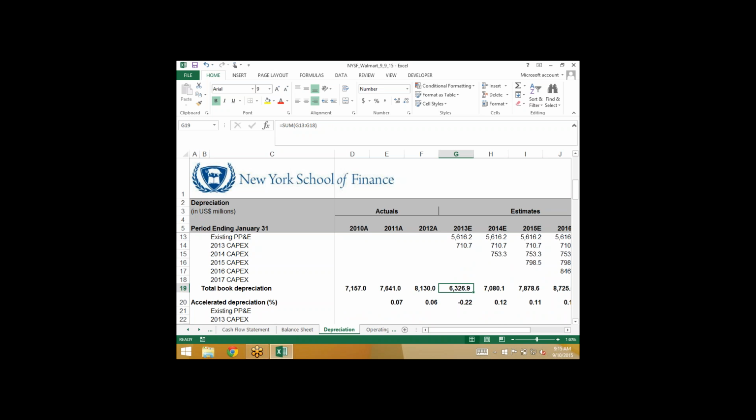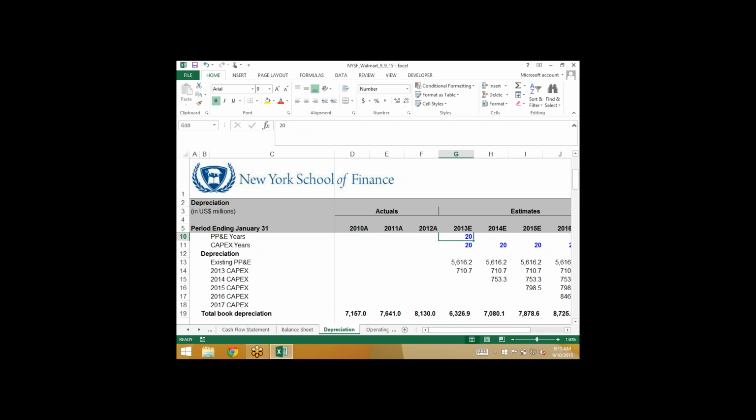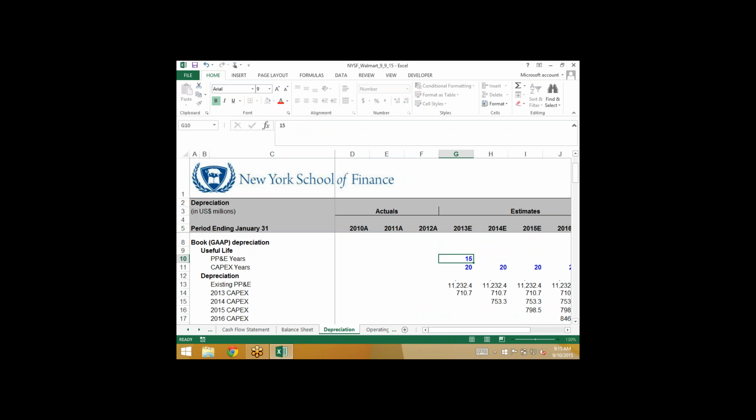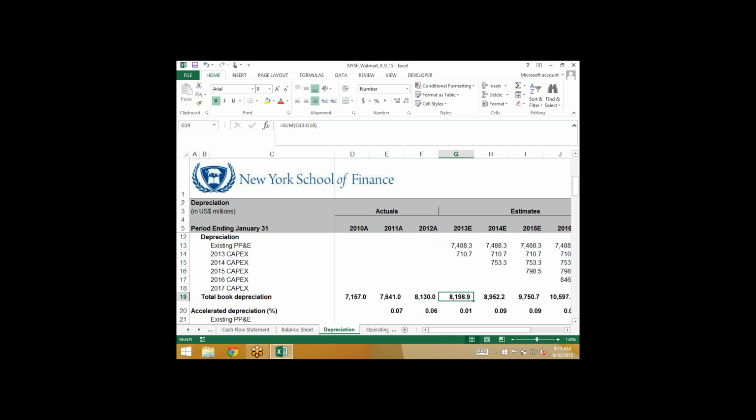So what do I do? My depreciation here is too low. Why is this too low? It's with your PP&E years. The years of PP&E are probably too high. If I divide my PP&E by a lower number of years, I should get a higher value. If I divide the PP&E by 10 years, I get 11. Now it's too high. If I divide it by, let's say, 15 years, then I get 8. It's all right. Maybe a little too low.